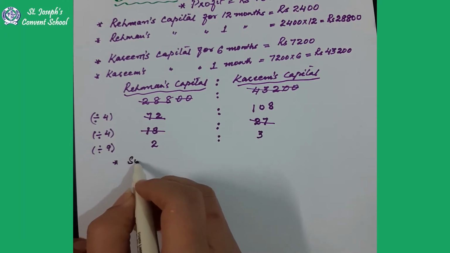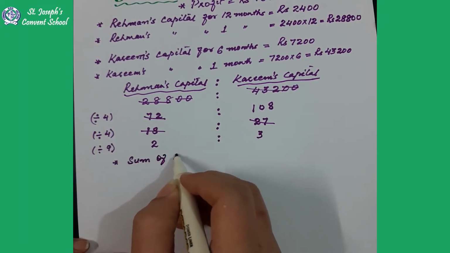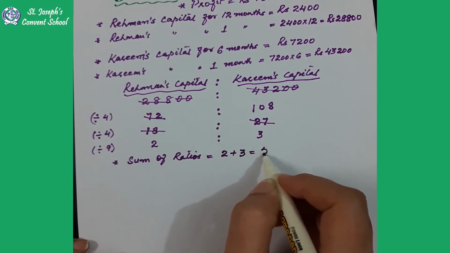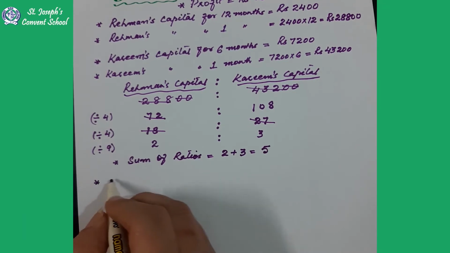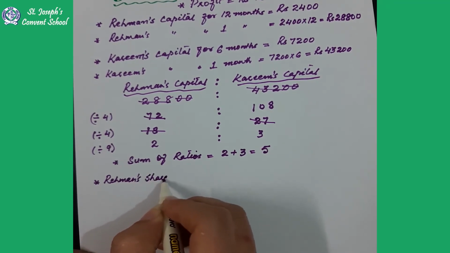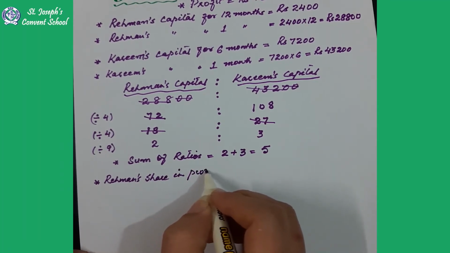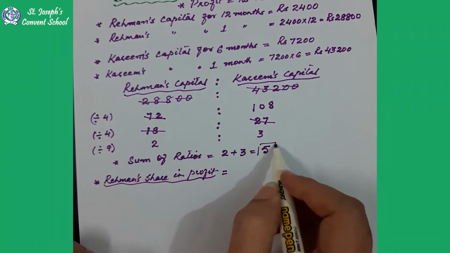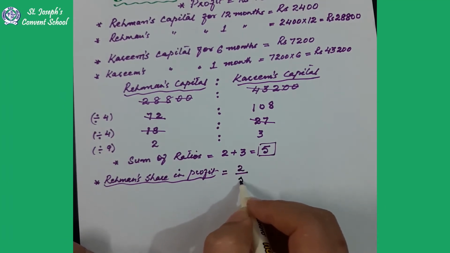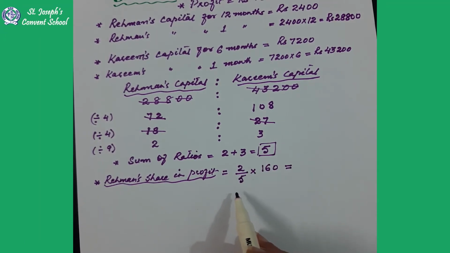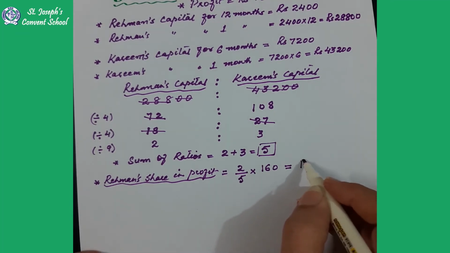Sum of ratios equals 2 plus 3, 5. Now you can find Rahman's share and then Kareem's share. Rahman's share in profit. So Rahman's share in profit is 2 divided by 5 into profit, 160 rupees. So with a calculator you can find 2 divided by 5 multiplied by 160. So it is rupees 64. So the share of Rahman is 64 rupees.